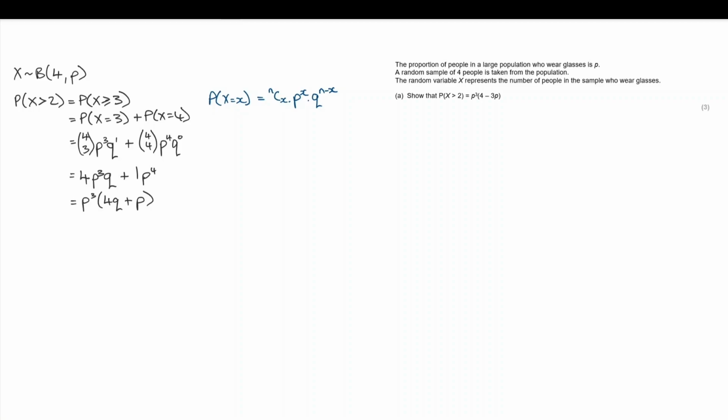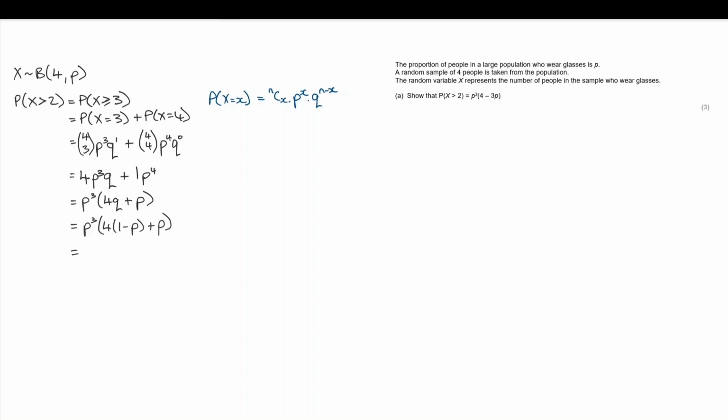Just looking towards what I'm meant to be showing, I seem to be quite close to what I'm looking for. I've got the right term on the outside of the brackets, but inside the brackets, I've got p's and q's, and the term I'm looking for does not have any q's. We know that q is actually 1 minus p. It's the complement of p. So I'm going to rewrite this in terms of p. So I've eliminated q from the expression.